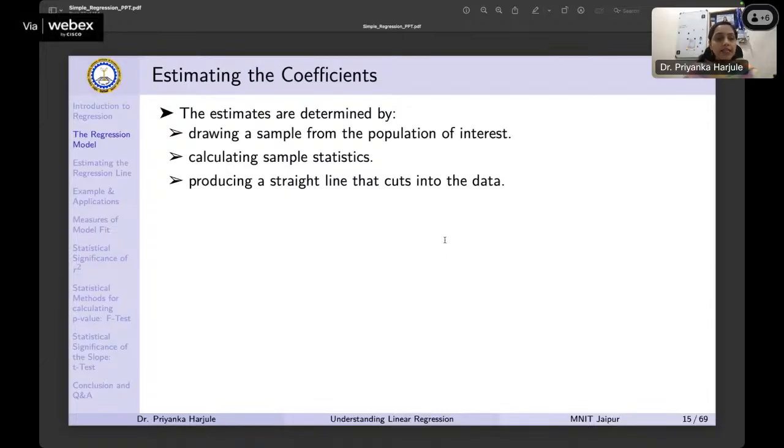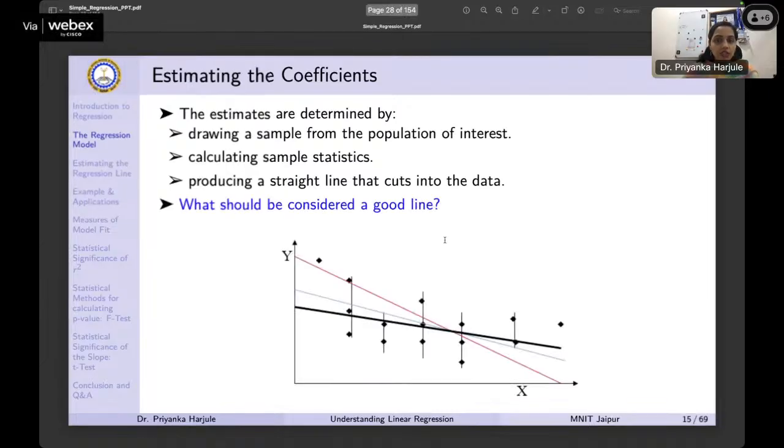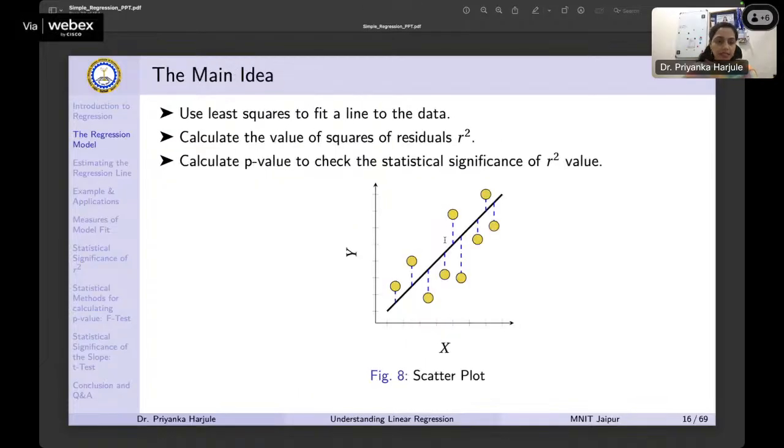Then calculate the sample statistics. Using the sample data, you compute statistics such as the means of the independent variable and the dependent variable, the covariance between them, and the variance. These are necessary to estimate the slope and the intercept of the regression line. There may be many lines that can represent the linear relationship in the data. So how to choose the best line, that is, how to produce this straight line, will be the focus of our next session now.